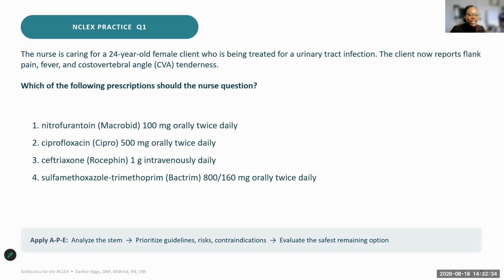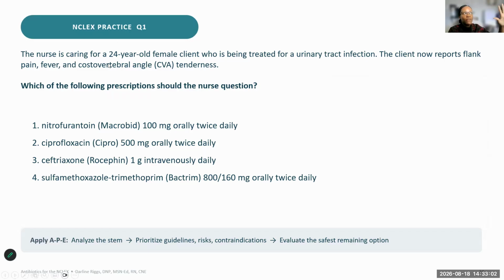And look at my stem, the part of the question that asks the question. Which of the following prescriptions should the nurse question? Just by analyzing the question and answering these questions, in my mind, I get to the correct answer. I haven't even looked at my options, folks. This is how you do this. I don't even look at the options. You need to analyze the question first. And when you know your content, you're able to do that.